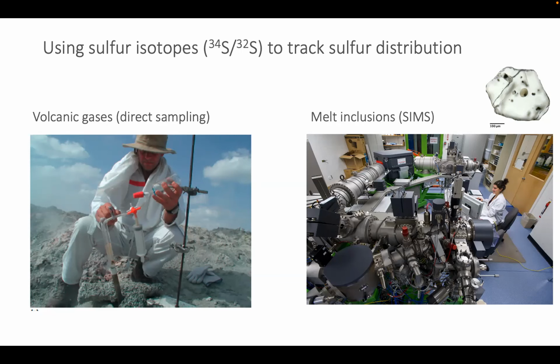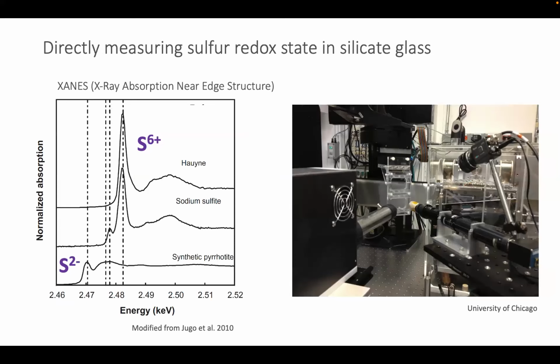And so the value of these kinds of analyses is that unlike bulk analyses of volcanic rocks that have already degassed, we can get snapshots of what the sulfur isotope composition of the melt was while it was still at depth. And what's even more valuable about this data set is that we can compare it directly to high temperature volcanic gases that are sampled at the surface. So that helps us address this distribution of sulfur between these phases. We can start to use sulfur isotopes as a tracer, but what about redox state?